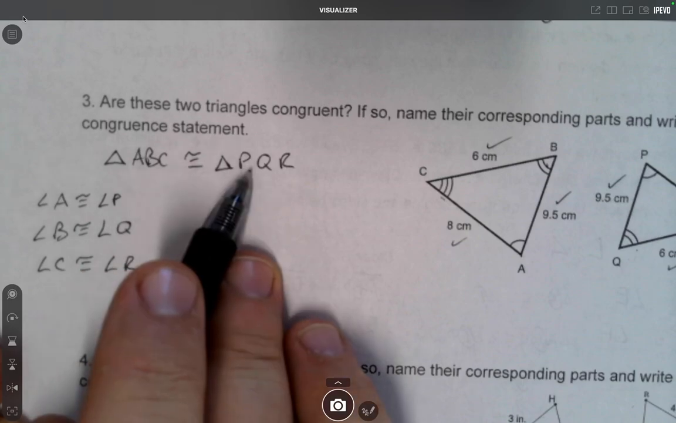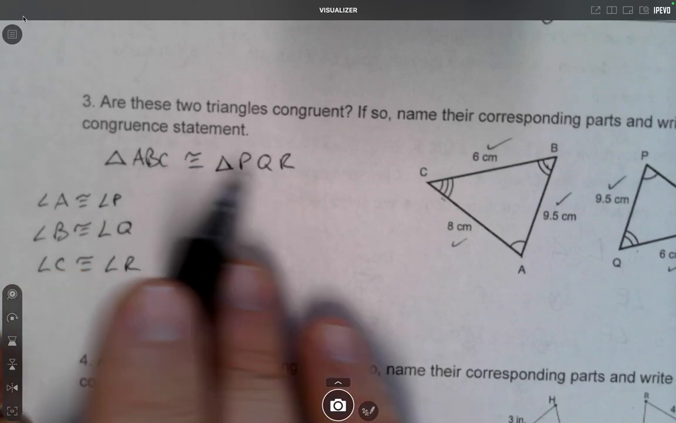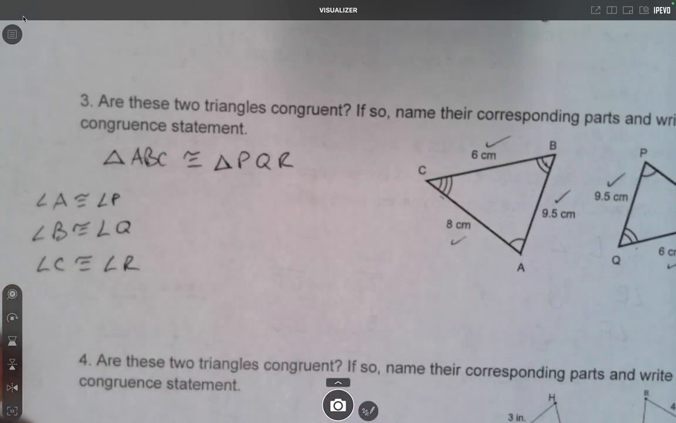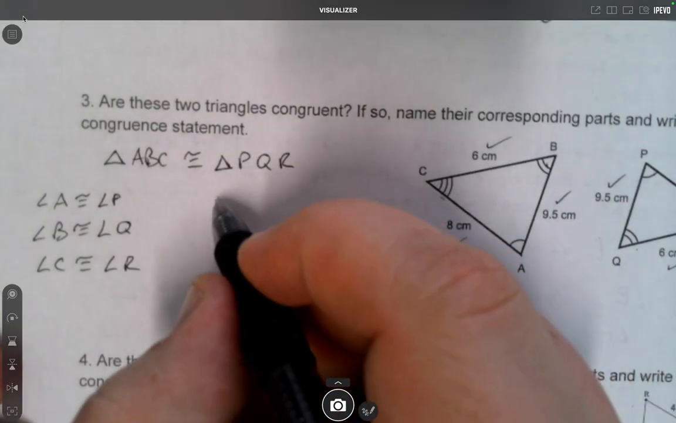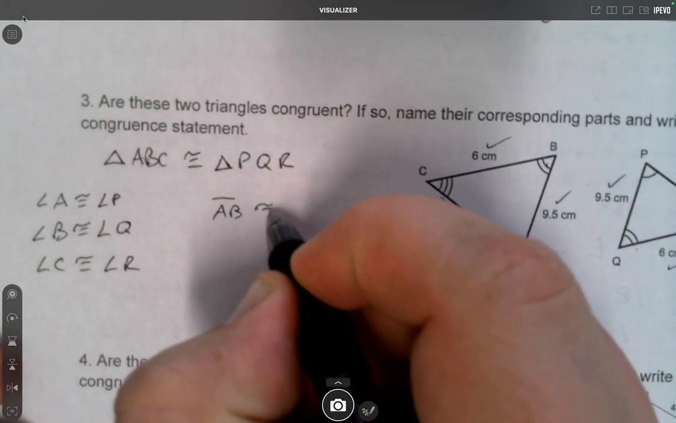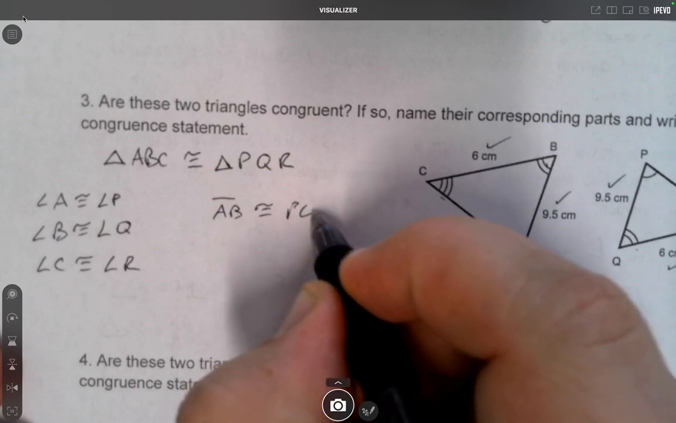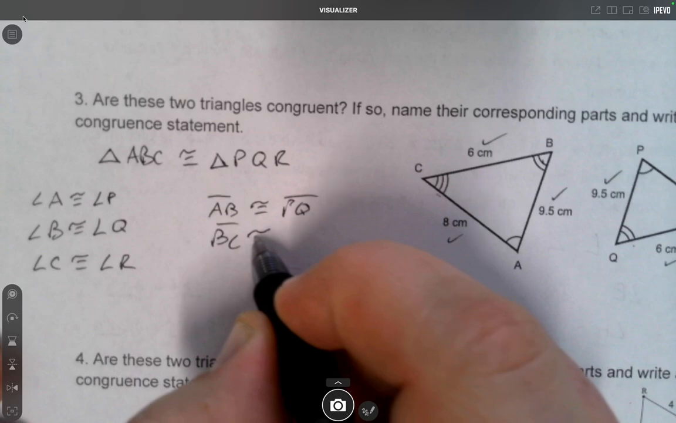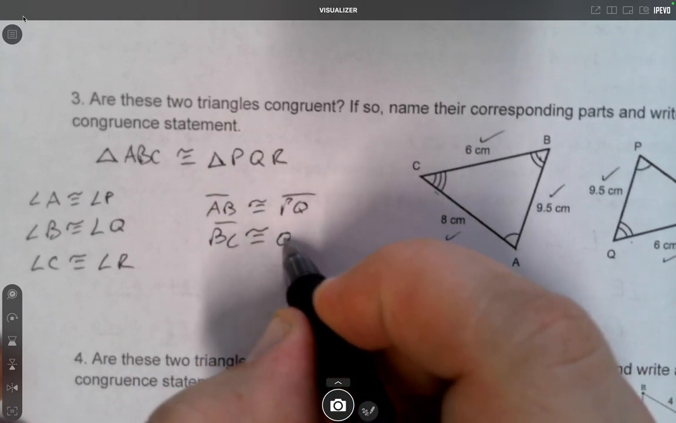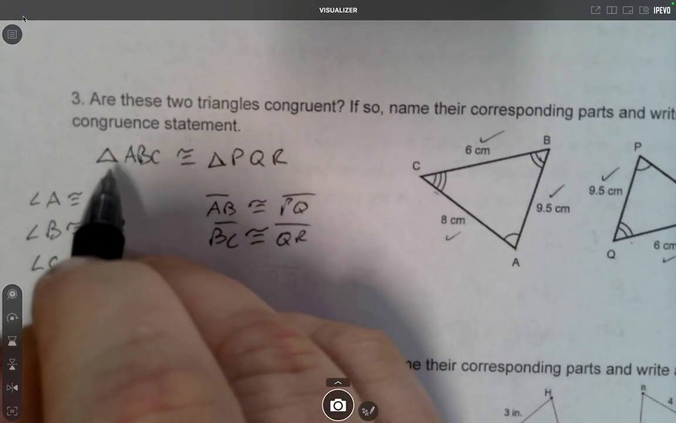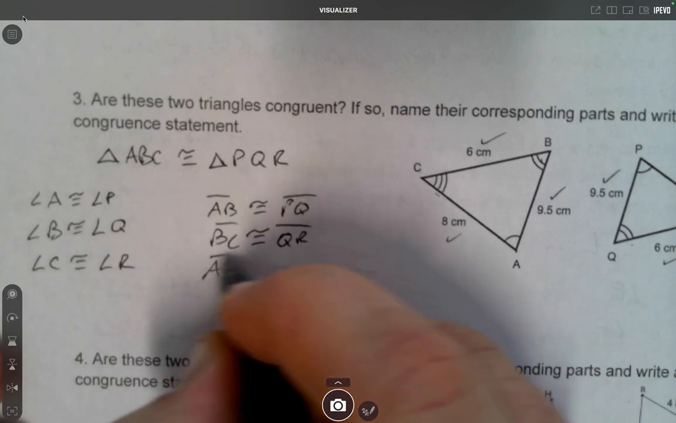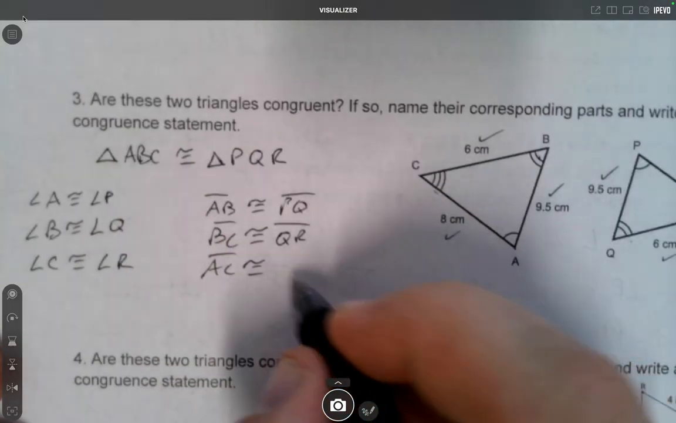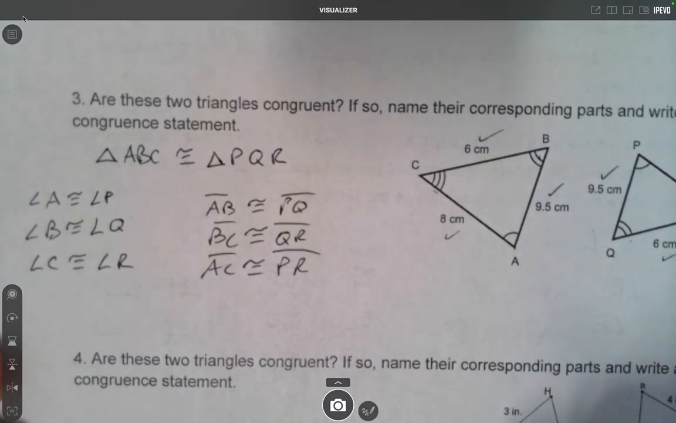So AP, BQ, CR. Now for the sides, I'll say first two letters. First two letters. Second two letters. Second two letters. First and last letter. First and last letter. So that labels the triangles as congruent and all their corresponding parts.